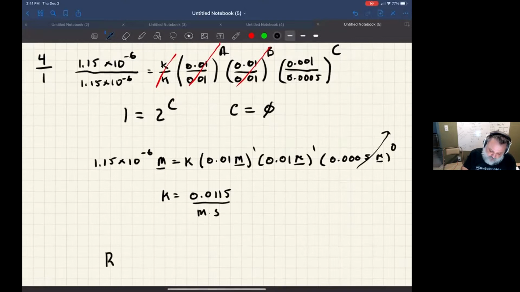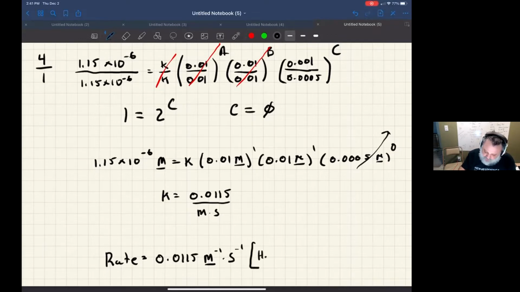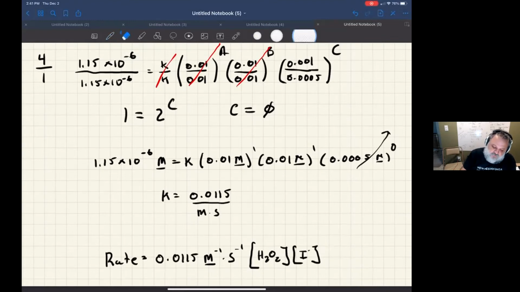So the full rate law is equal to 0.0115 molarity to the -1 times second to the -1 times the concentration of hydrogen peroxide to the first power times the concentration of iodide to the first power times the concentration of H plus to the 0th power. And because it's to the 0th power, I won't actually include it. And so this is your full rate law. Okay.